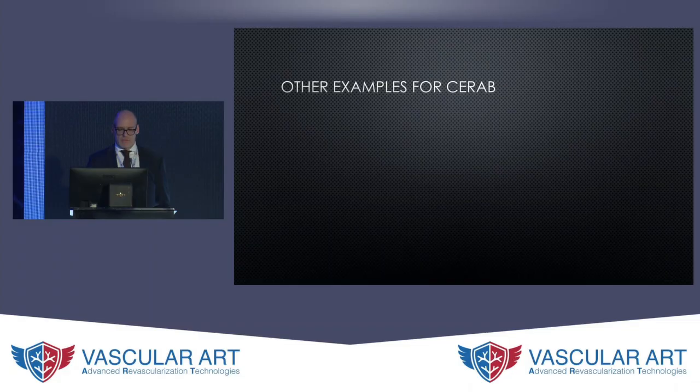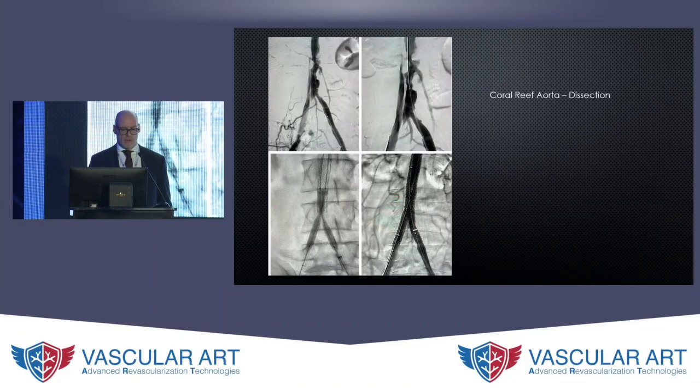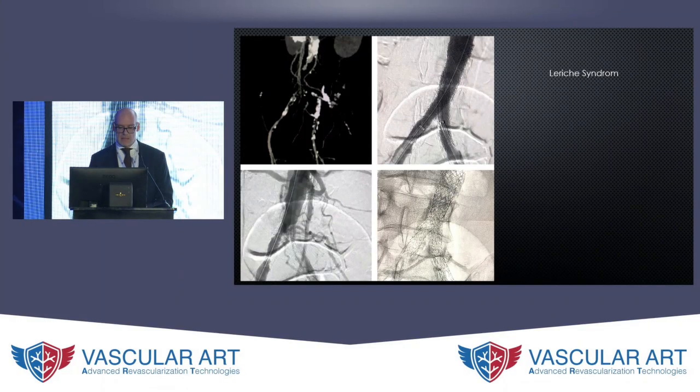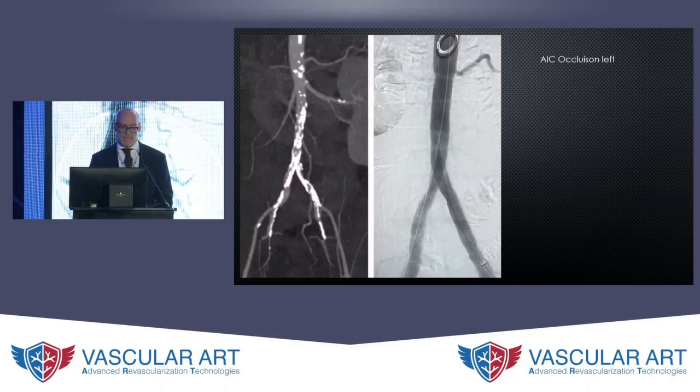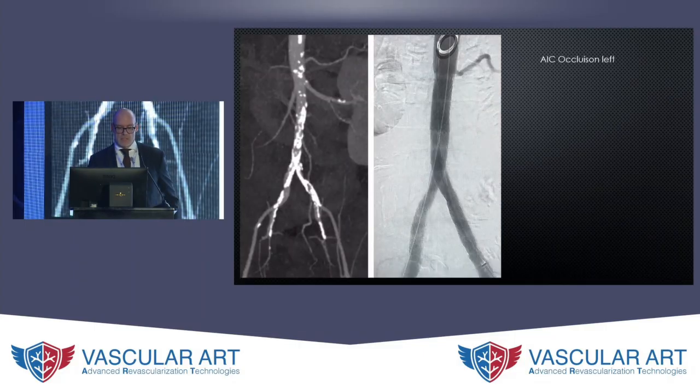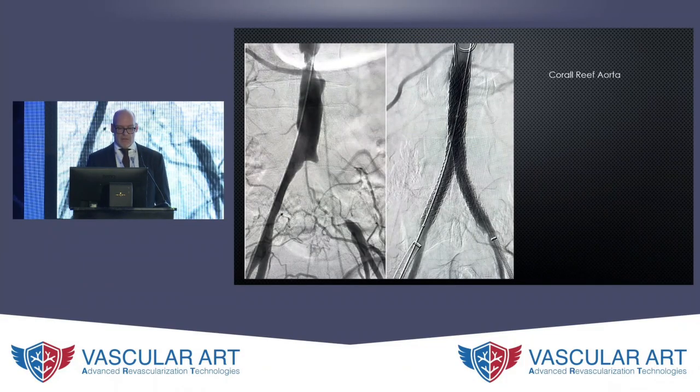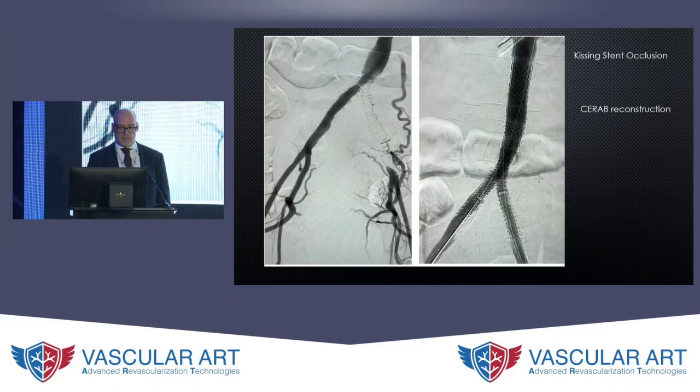There are other examples for the CERAB technique. I want to show here there was a coral reef lesion and a dissection in the intervention. It was possible to fix it also with a needle system and then go further with the CERAB technique with a good result, also in a coral reef case with a Lirish system. And it was also possible in small vessels, also in coral reef, and it is possible to use kissing stents to reconstruct the area for the CERAB technique.